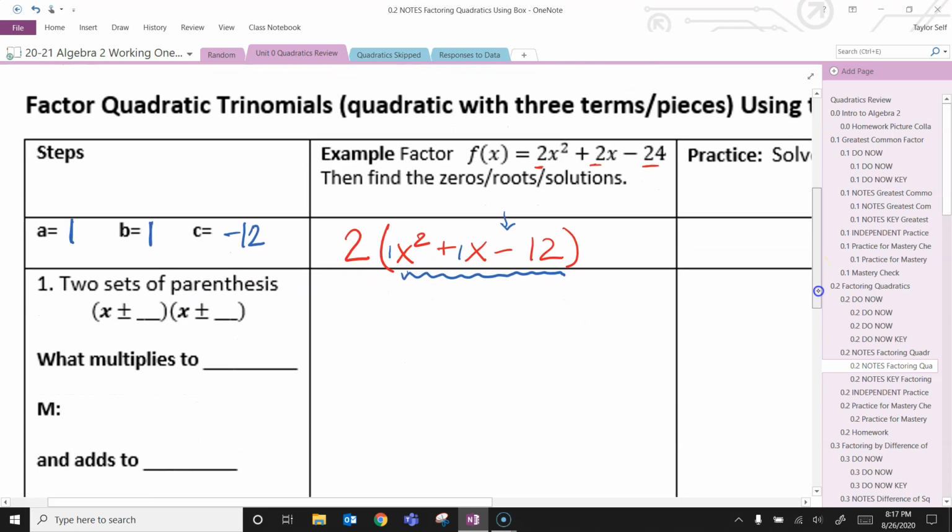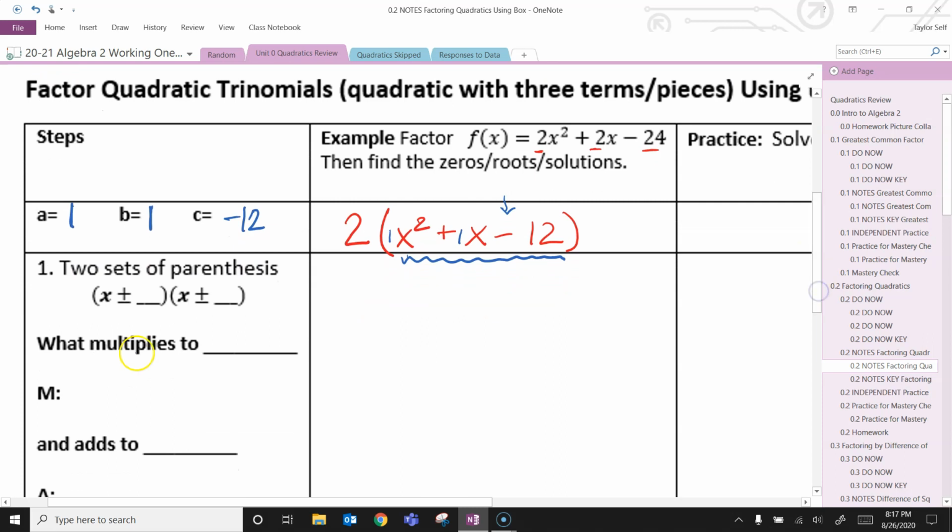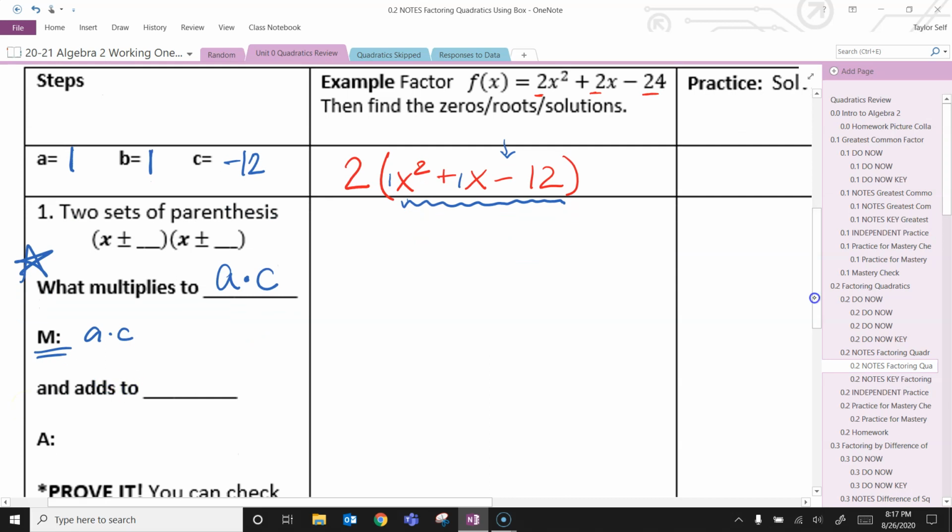Okay. And now, here's how I teach factoring. It's very similar to how previous teachers probably taught it. We're going to figure out what multiplies to A times C. So write this down when you're factoring. What multiplies to A times C? And we'll write A times C. Then we'll figure out what adds to B. And when we say A, B, and C, we're talking about these things.